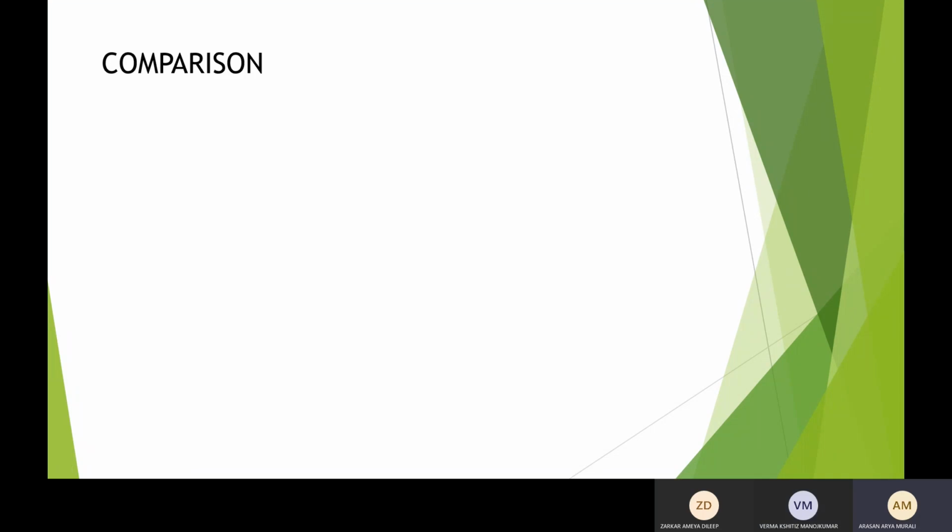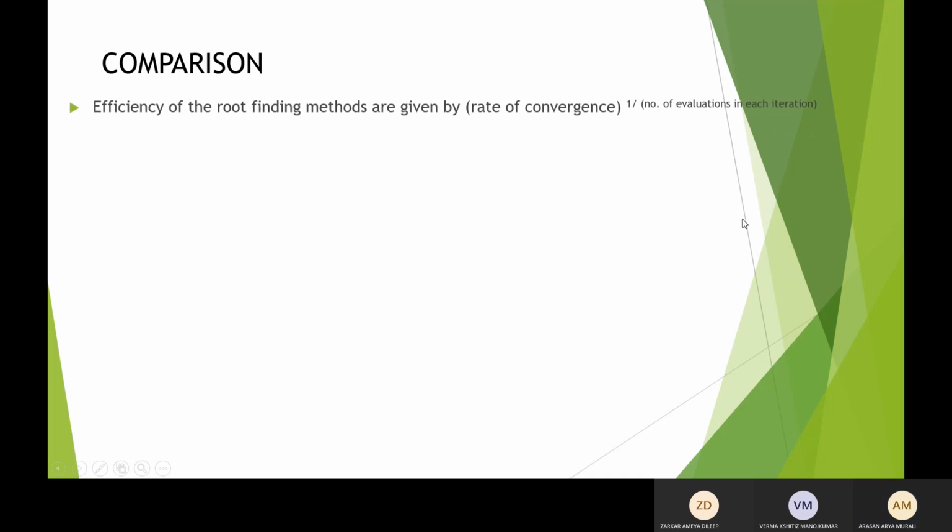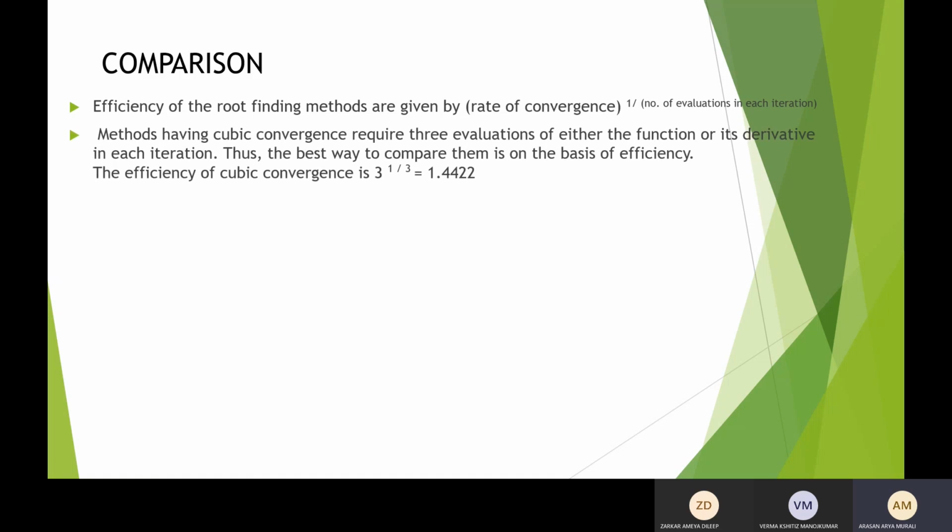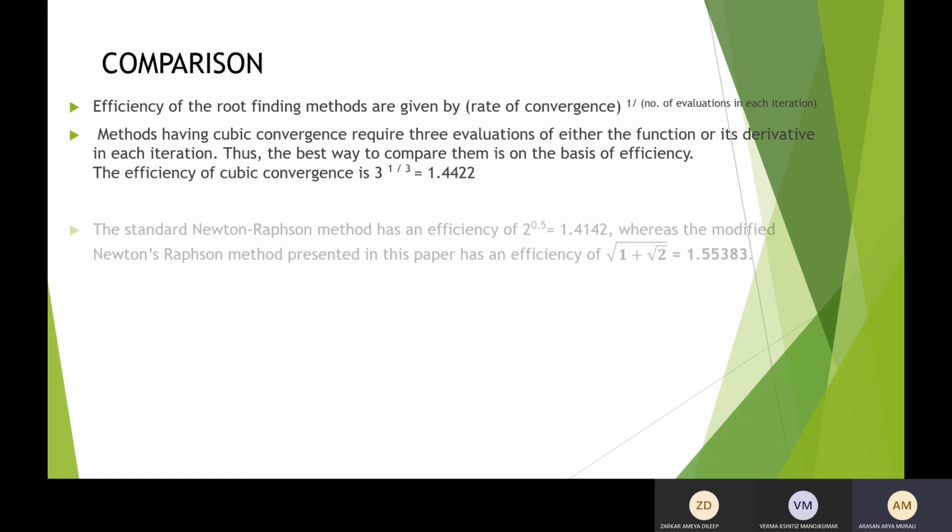The paper presented a brief comparison between the existing root finding methods and the new modified Newton-Raphson method based on the efficiency index. The efficiency of the root finding methods is given by the rate of convergence raised to 1 by the number of evaluations in each iteration. So we can see that for a cubic convergence, using this formula gives an efficiency of 1.4422.